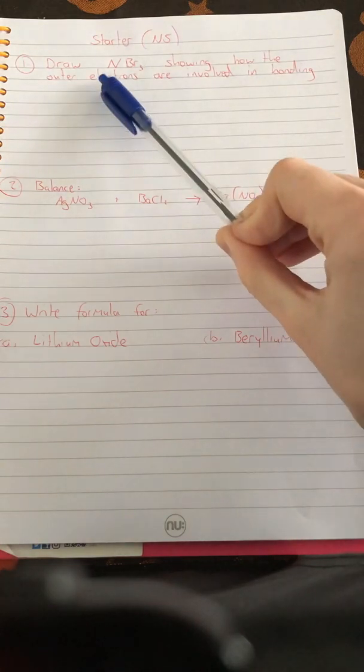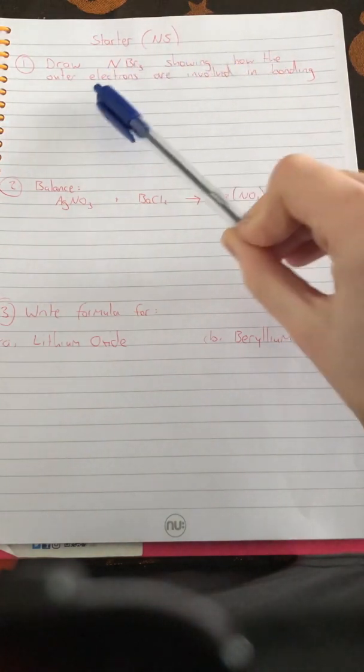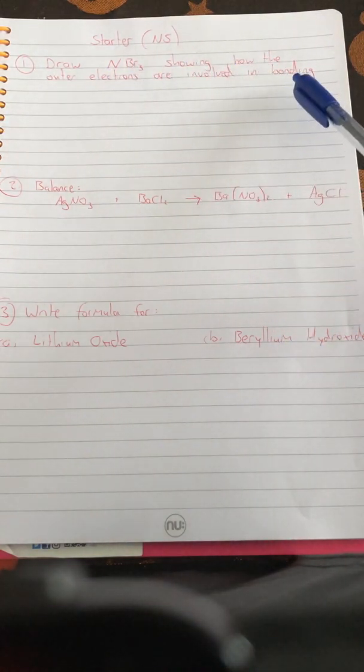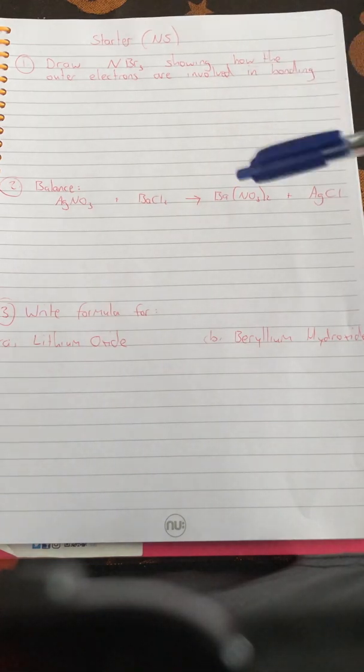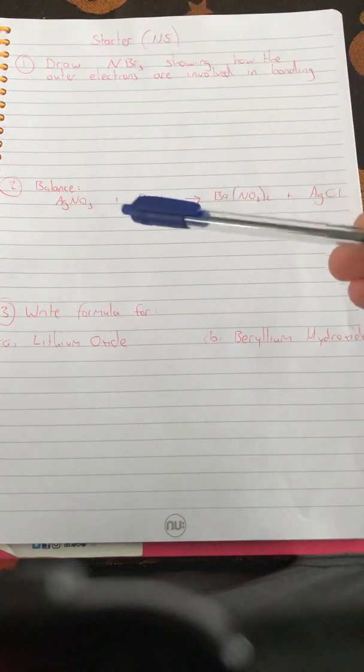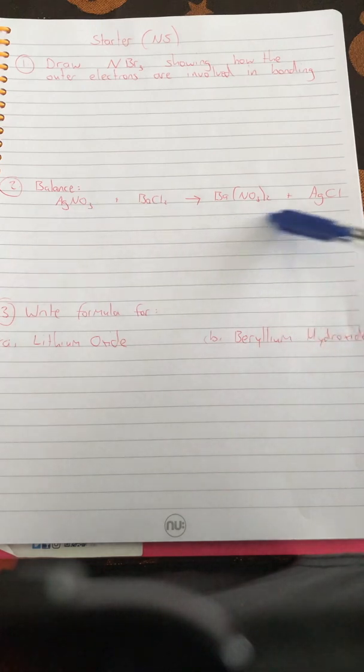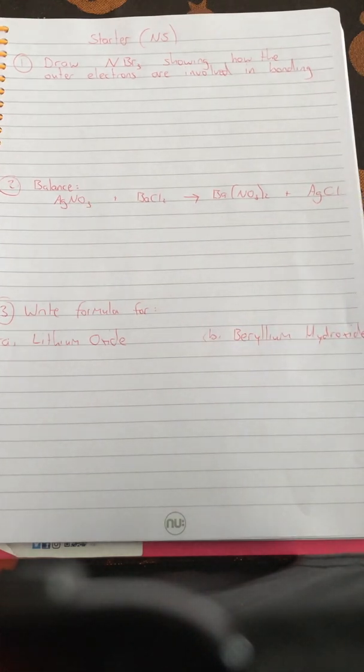First question, draw NBr3 showing how the outer electrons are involved in bonding. So I want you to draw a Lewis diagram of that. Question 2, I want you to balance this equation. Remember the order that we're balancing. We balance group ions first, then metals, then non-metals, then hydrogen and oxygen.